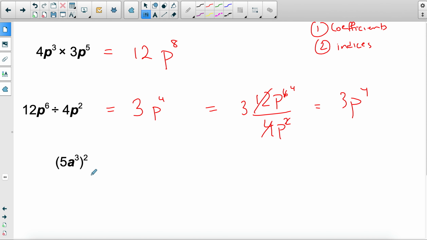As for this one, again, remember to spread the brackets in, so you have 5 to the power of 2, and then a to the power of 3 times 2, which is 25a to the power of 6. And that's it. It is very similar to what we've done before. I just wanted to run through more specific examples.